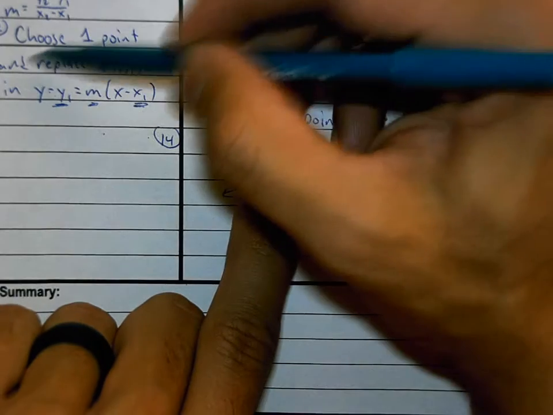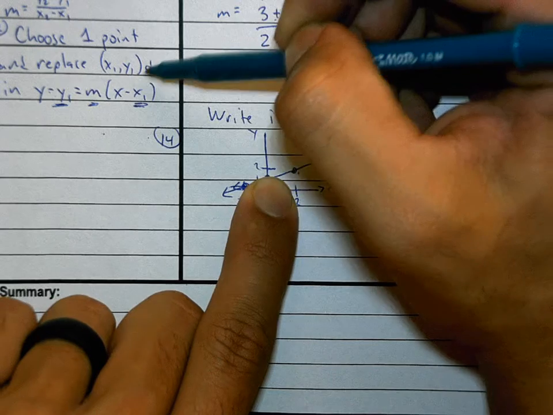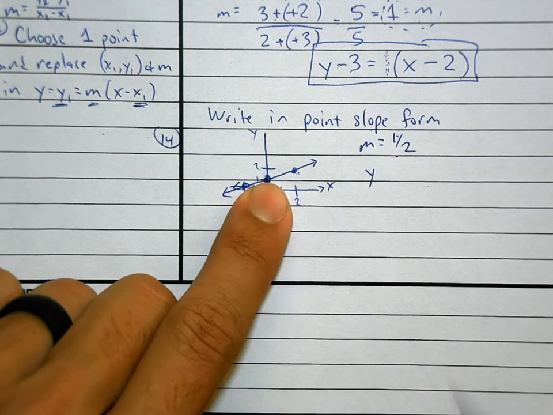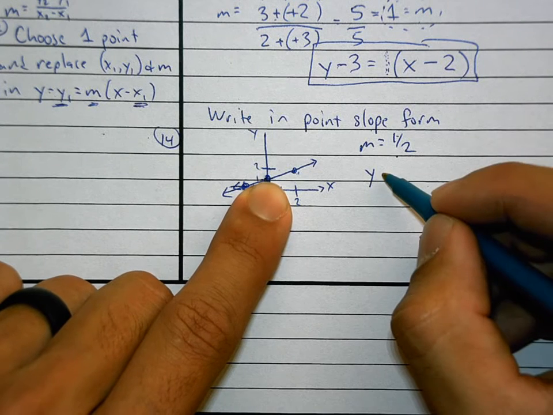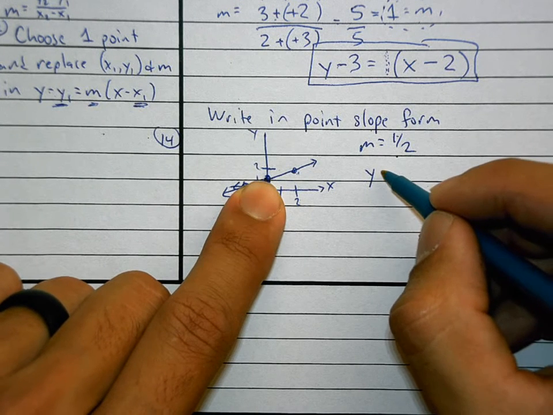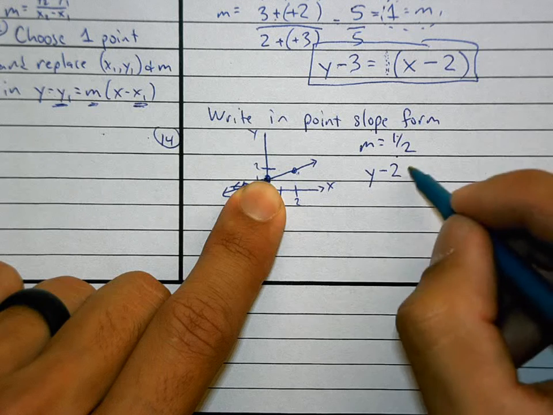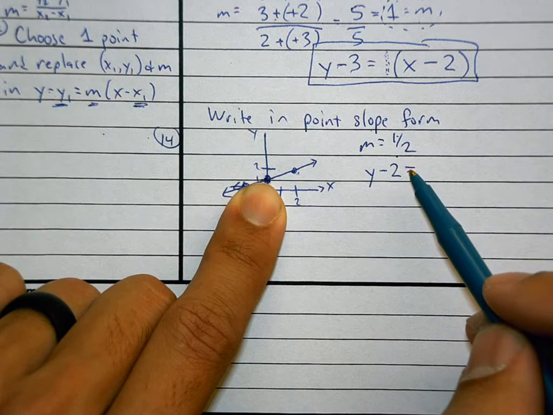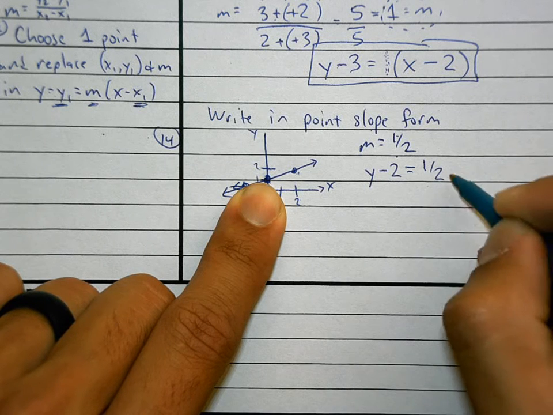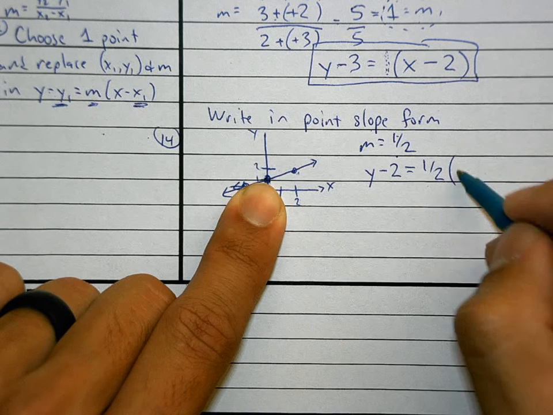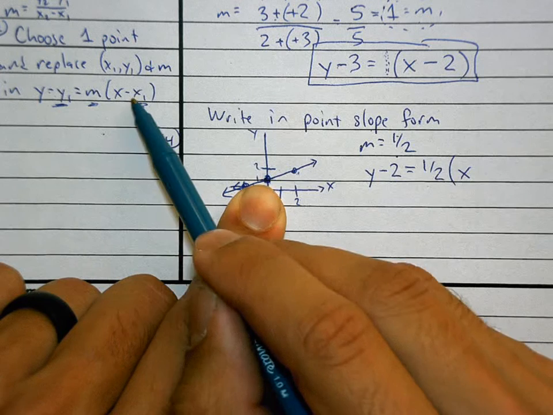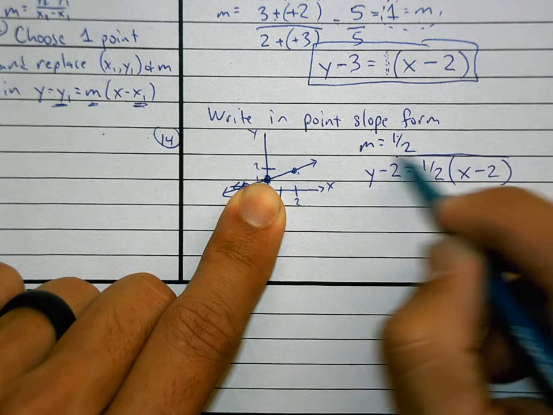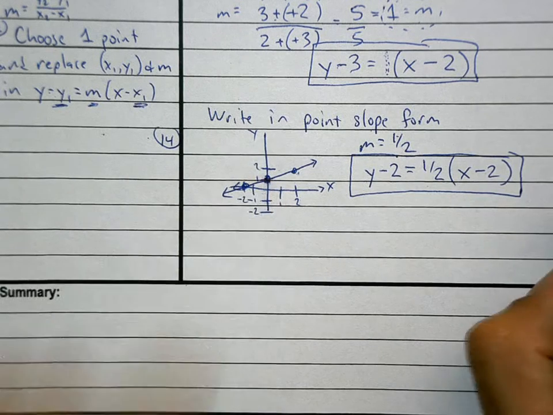We have a point. Choose one point and replace in the formula. Let's use that point. What's the opposite of the Y? Negative 2. Good. Equals. Instead of m, I need to write down what the slope is. The slope is 1 over 2. Parenthesis, x. Do the opposite of your x coordinate, which is? Negative 2. And that is your answer. Yay.